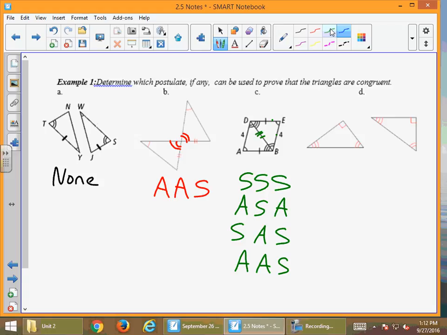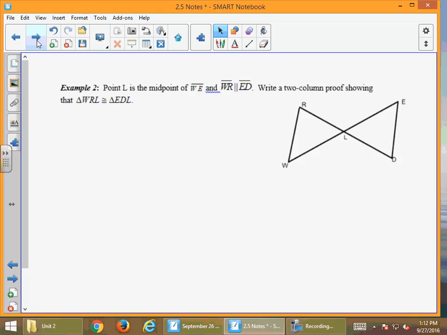pieces I need. If I just had one little side marked in there, I could then say yes. I could say angle, angle, side, or angle, side, angle. Lots of options there. But based on what I have, and I agree, they look like they're congruent. They do. They look very similar. But since there's nothing marked, I'm going to have to go with a big fat none on this one too. None as well. How do you feel about that? All right? Well, let's do our proof of this.